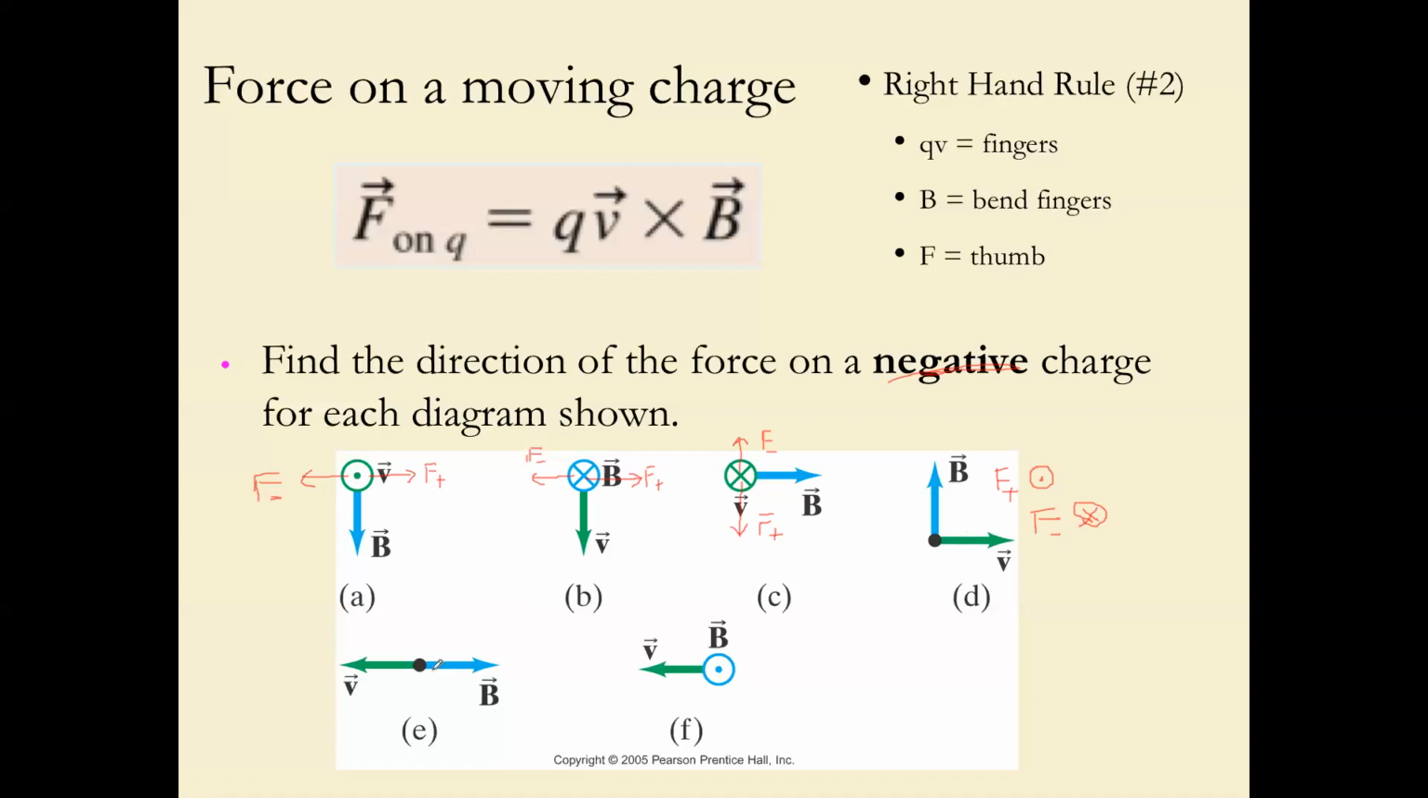So in the fifth one, the velocity vector and magnetic field are anti-parallel to each other, which means that the angle between them is 180. So sine of 180 is equal to 0, which means that F for a positive charge and for a negative charge, for both of them, will be equal to 0.